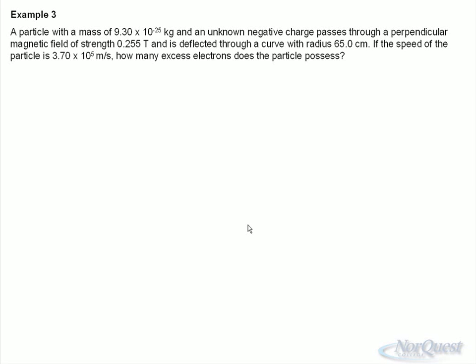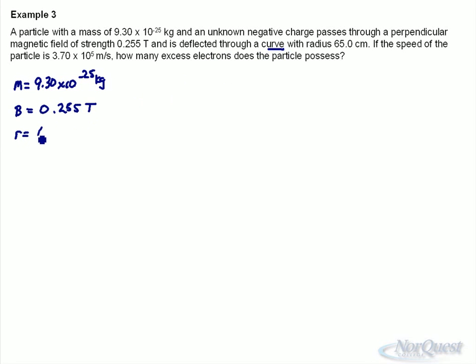For example 3, we're looking at a couple different things. Again, they're not telling us what type of particle, but they're giving us the mass of the particle. So the mass of this particle is 9.30 times 10 to the negative 25 kilograms. Unknown charge, negative, passes through a perpendicular magnetic field of strength 0.255 Tesla and is deflected through a curve with a radius of 65 centimeters.